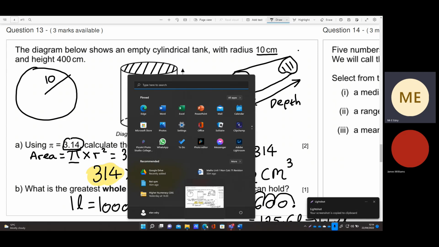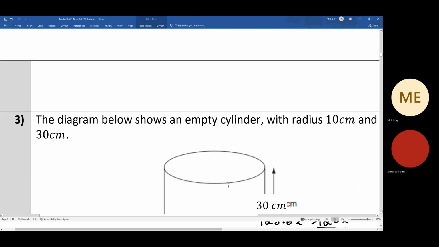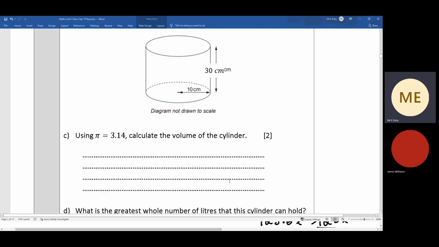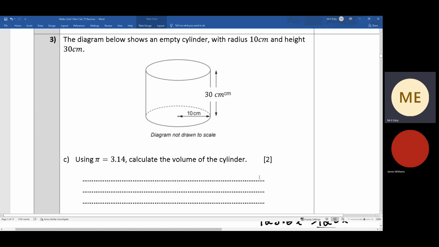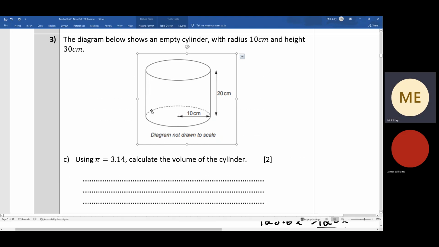Okay, so let's go to here. Here we go. We have this question, right? We have an empty cylinder with radius 10 and height of 30. Let me just move this. Let me move that as well. Strange. We'll just leave it as 20. It's fine. Let me move it. Okay.